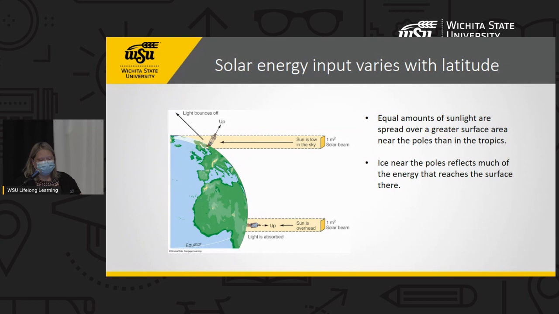And then there's something else that happens at the poles. There's a lot of frozen snow and ice. It's very light colored, and the heat actually bounces off. So that's one.